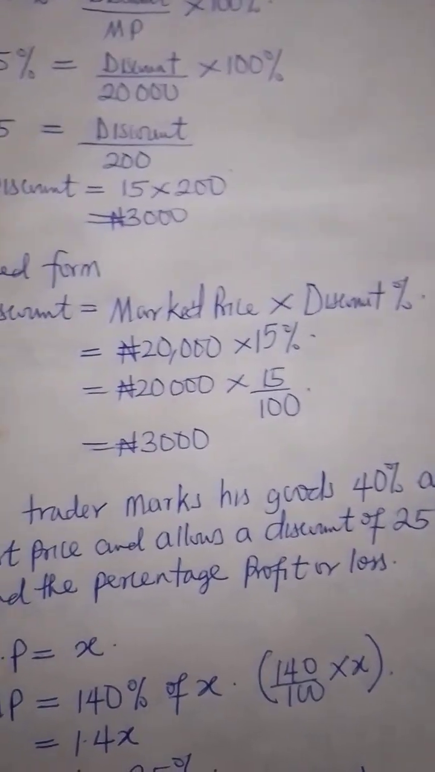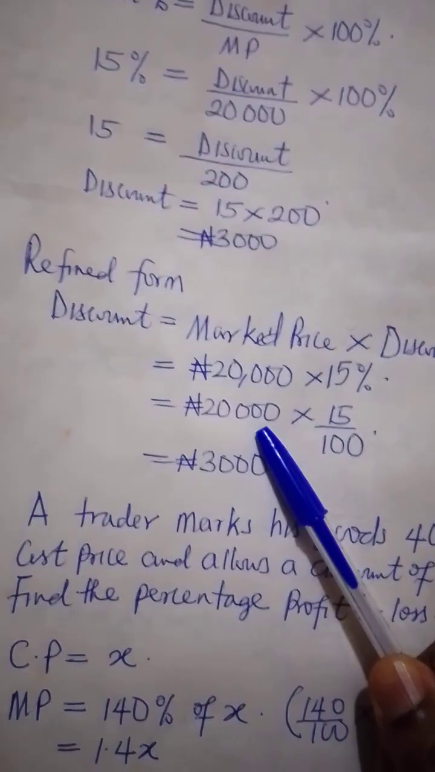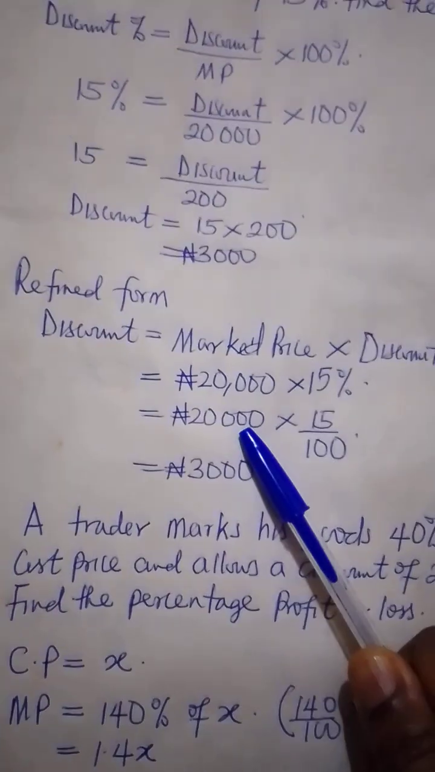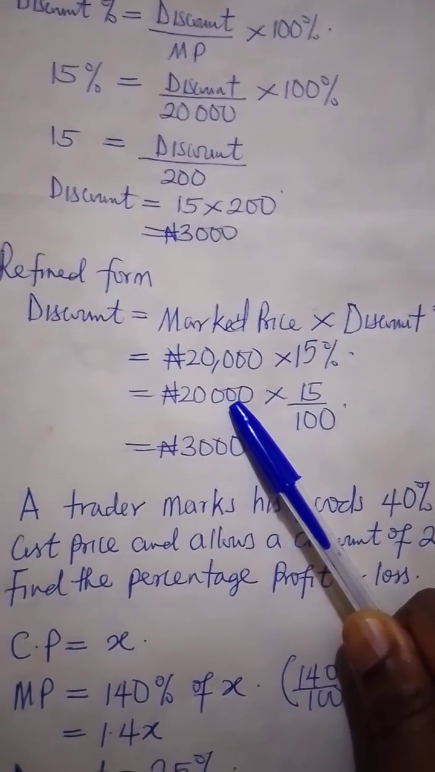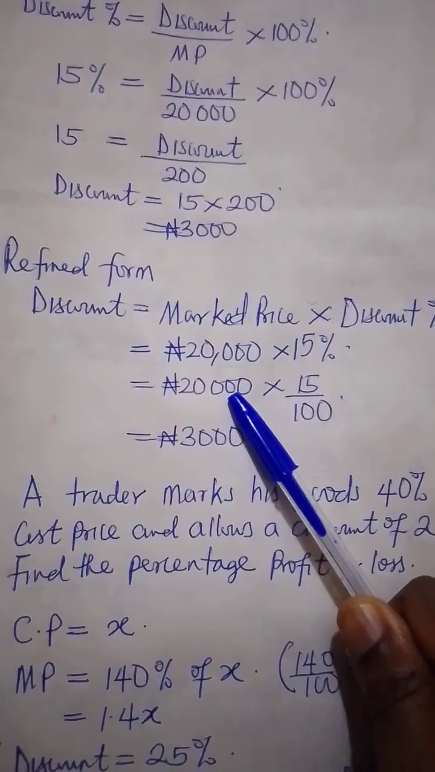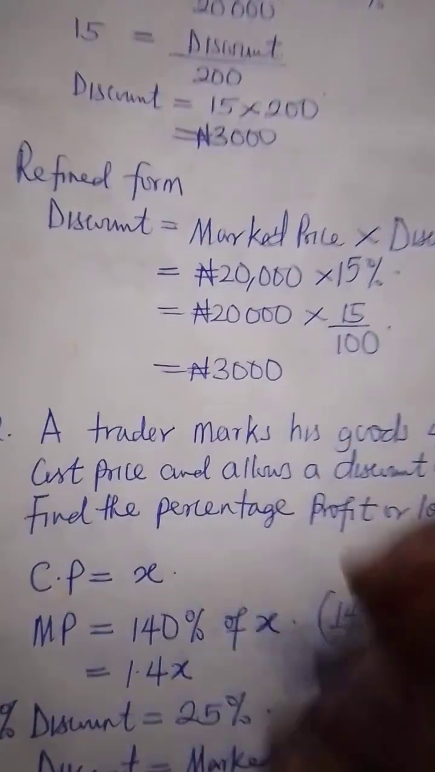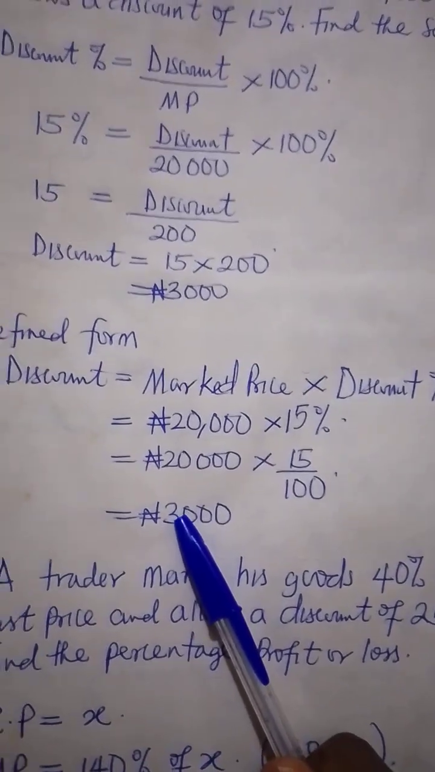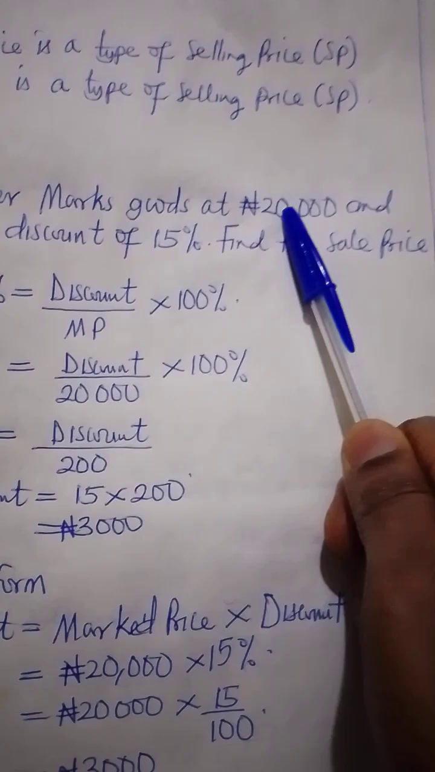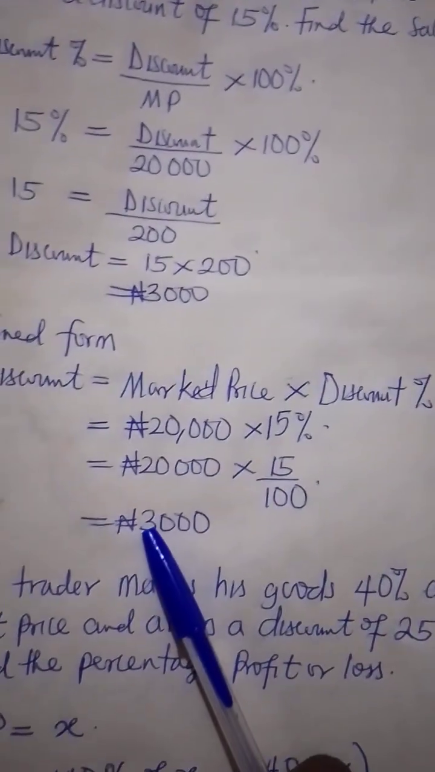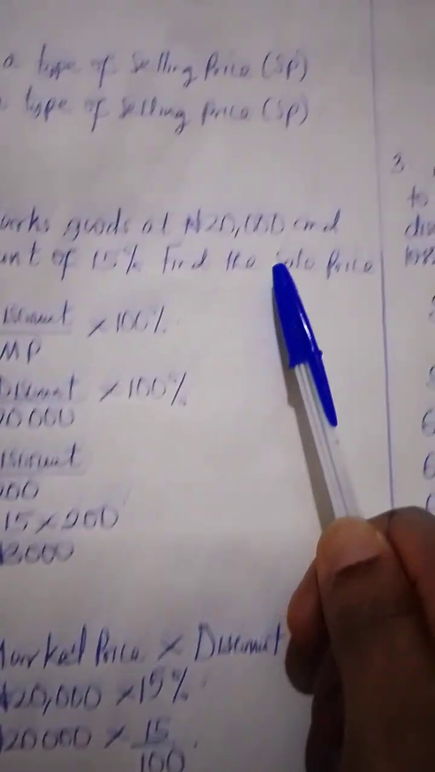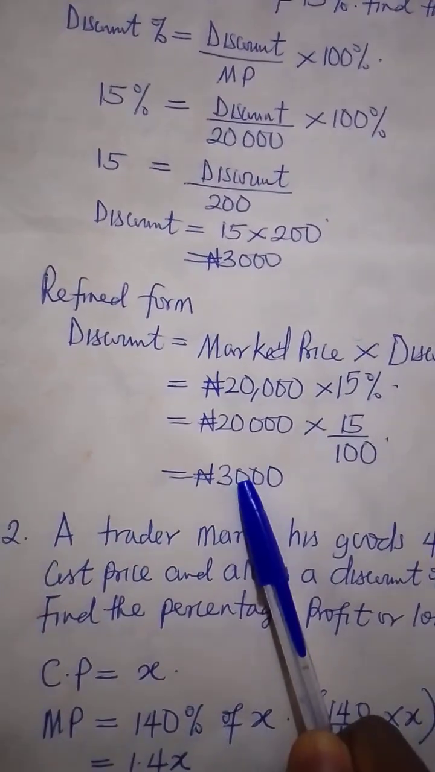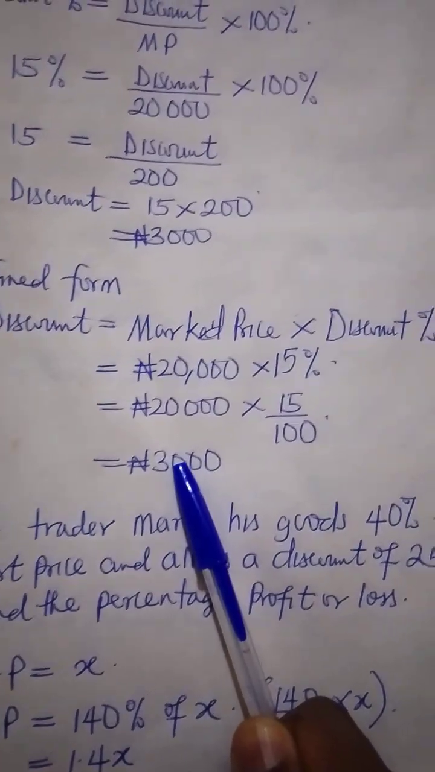Question number 1. We actually did not conclude this question. So what do you do to get your sale price? Your sale price then becomes your marked price minus your discount. In other words, our marked price is 20,000. Our discount is 3,000. So the sale price or selling price becomes 20,000 minus this 3,000. So our final answer is 17,000.